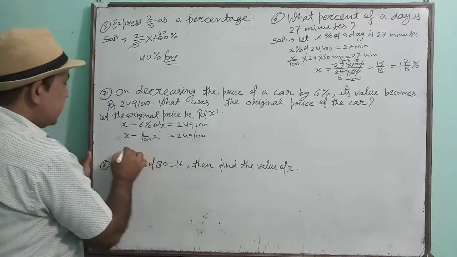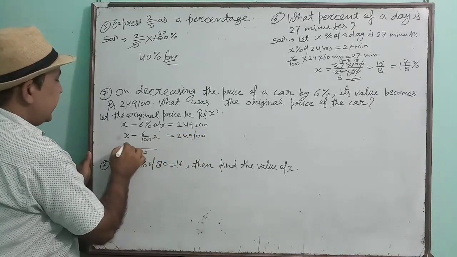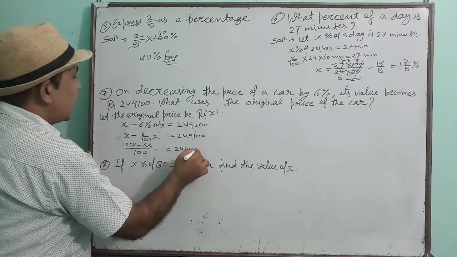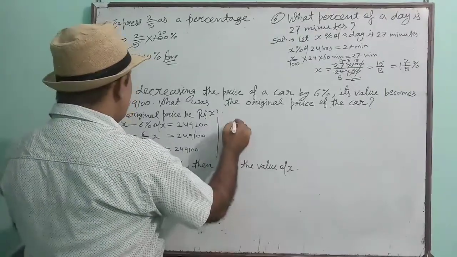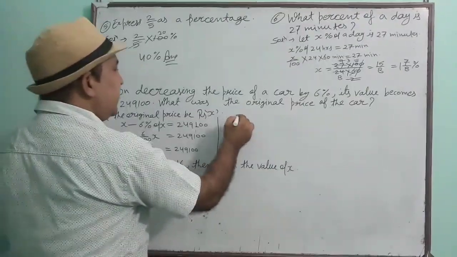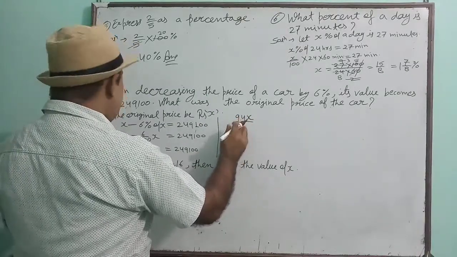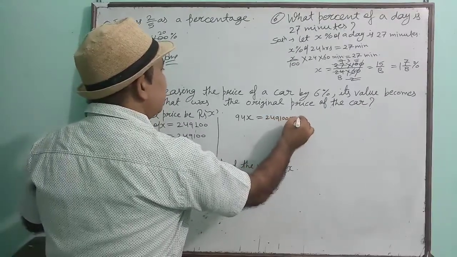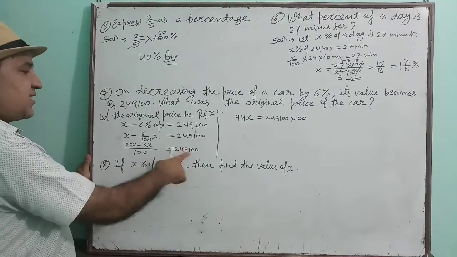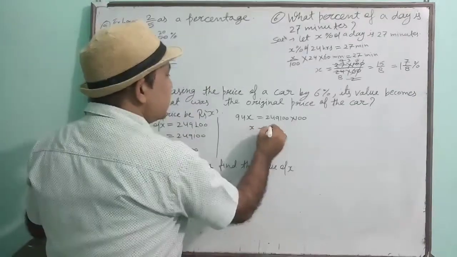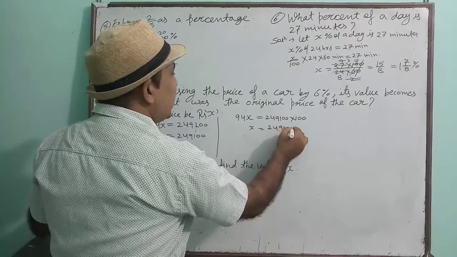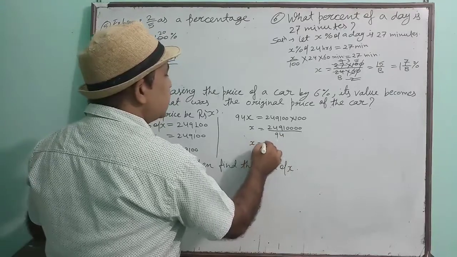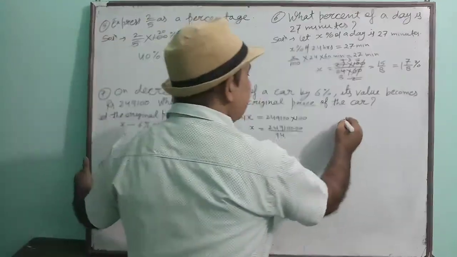How will you solve it? By taking LCM 100, it will become 100x minus 6x is equal to 249100. So 100 minus 6 will be 94. X is equal to 249100 into 100. This 100 is cross multiplied. So x is equal to 249100 upon 94. So x is equal to how much? Divide and get your answer.